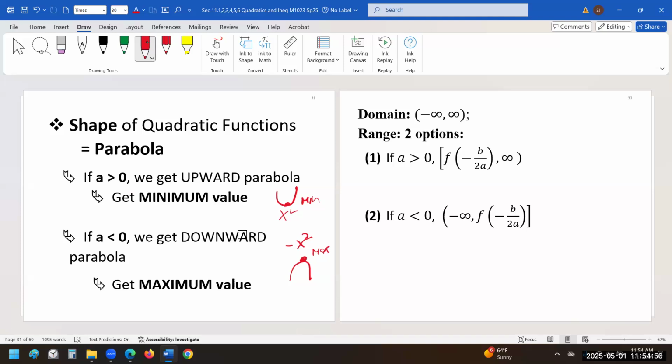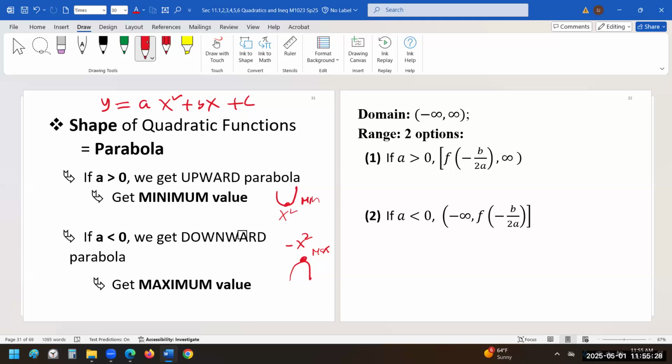Now about domain. Since parabola has a polynomial format, its domain is everything, meaning we can replace x with any number. So we have y equals ax squared plus bx plus c. We can replace our x with any numbers. So that's why our domain is from negative infinity to positive infinity. It means all the x values are replaceable here.